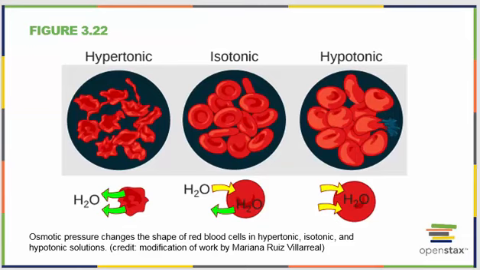A hypertonic solution is one with a very high concentration of solutes or ions. As water follows solutes, it will leave a cell that's sitting in a hypertonic solution, and the cell will become wrinkled and shriveled.